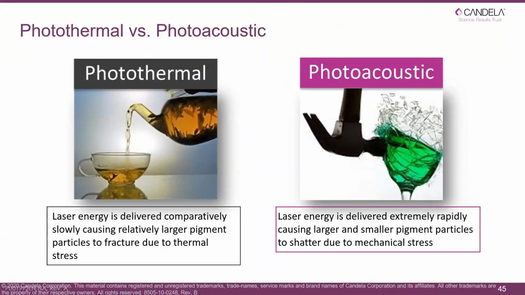So the difference between the previous 2 systems we were talking about, the Gentle Pro series and the Norless system, we were using heat in order to destroy our pigment. So that laser energy is being delivered fairly slowly into the tissue. And what it means is that certainly the larger particles of pigment fracture due to this thermal stress.